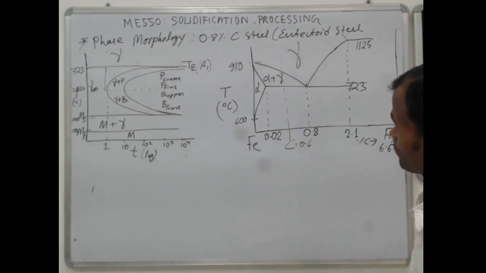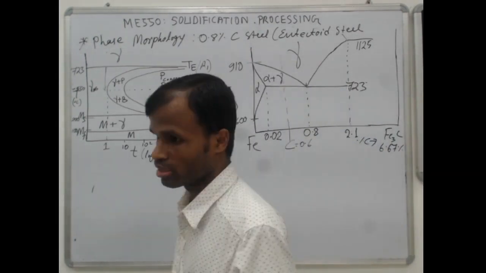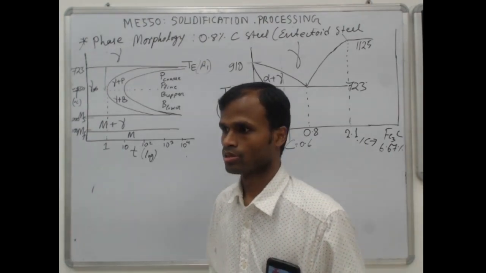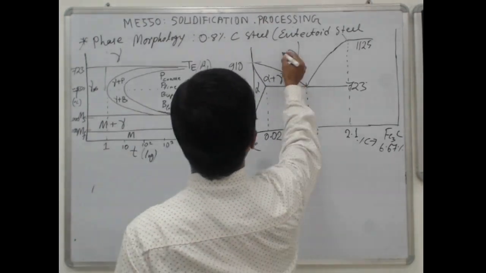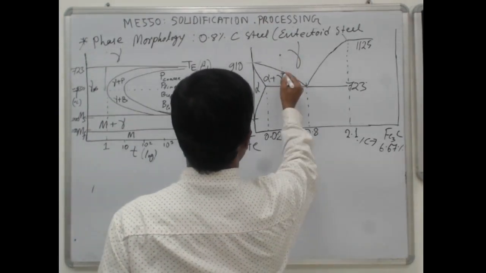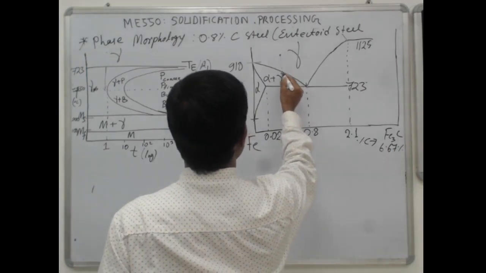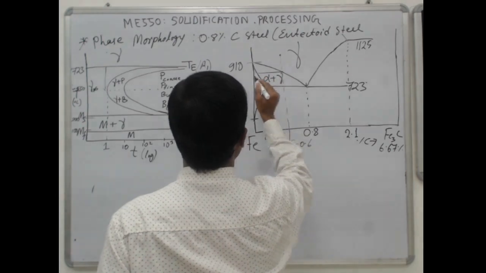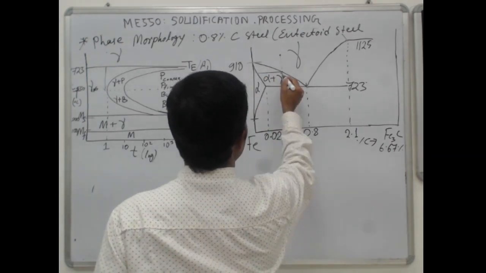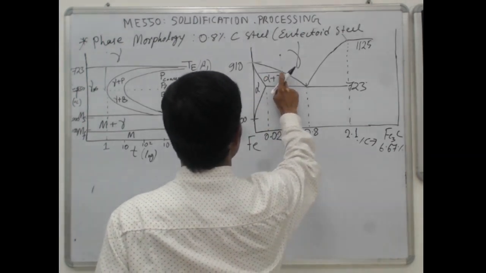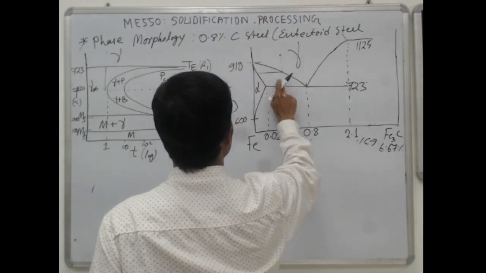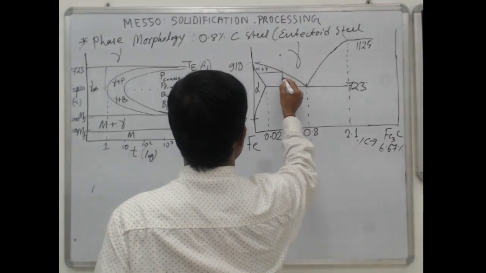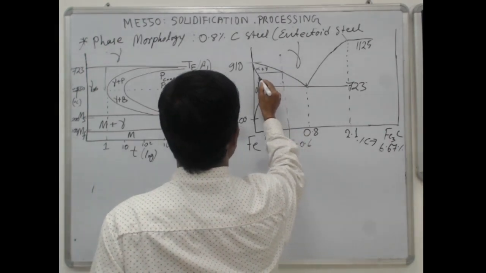So now what will happen? How will the phase or microstructure evolve? Suppose here everything is austenite. So the moment you come to this point, you will have some alpha. If you come here, it is alpha plus gamma. So this is the line. Now you draw different tie lines.